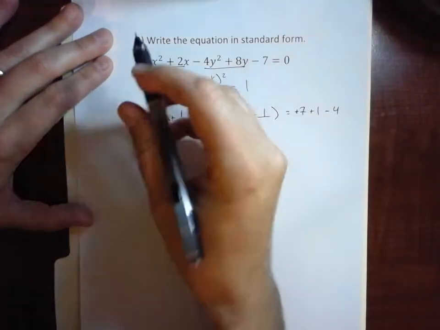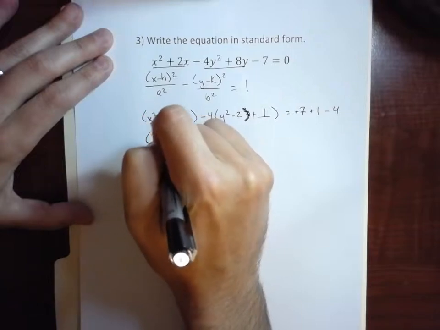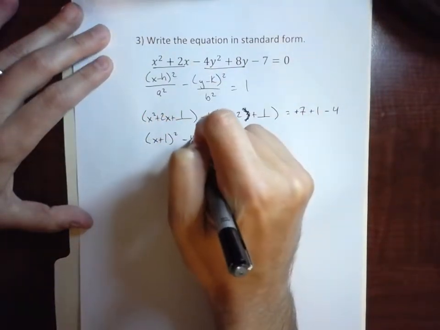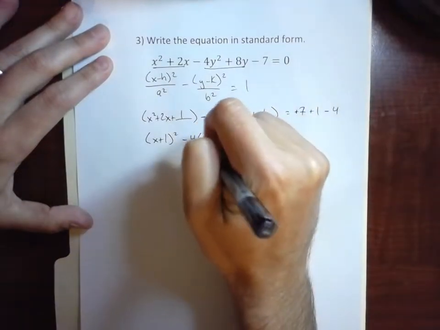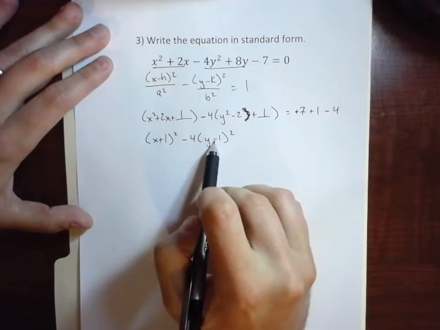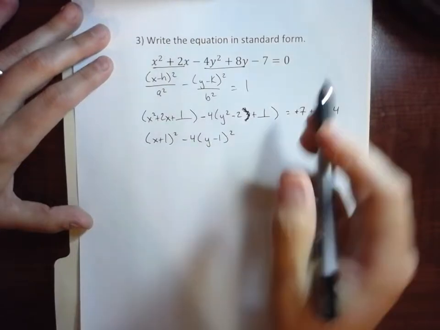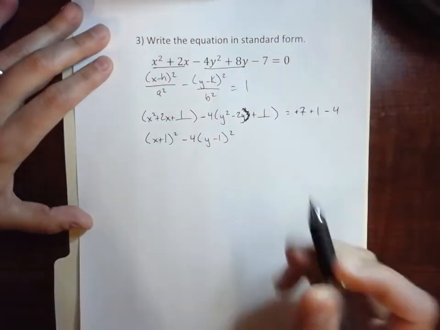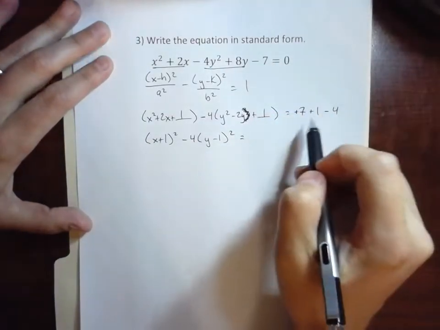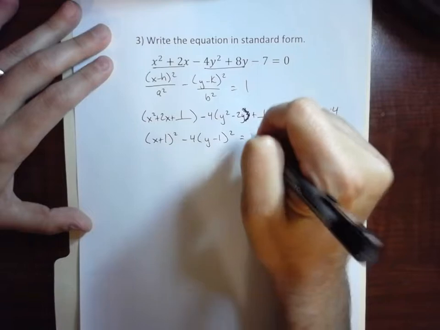Okay, let's factor this down. So nice perfect squares we just created. X plus 1 squared minus 4 times y minus 1 squared. Again, the sign there is why that's a minus. The minus in the middle, that would be a y right there. Equals 7 plus 1, so 8 minus 4, so equals 4.